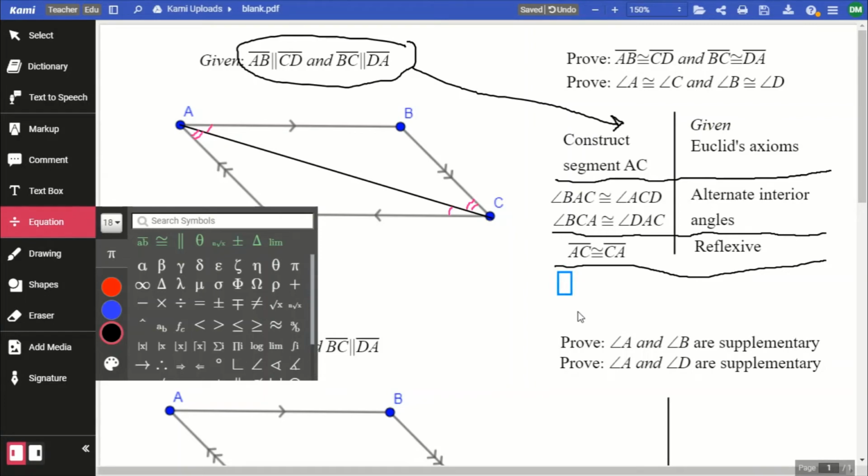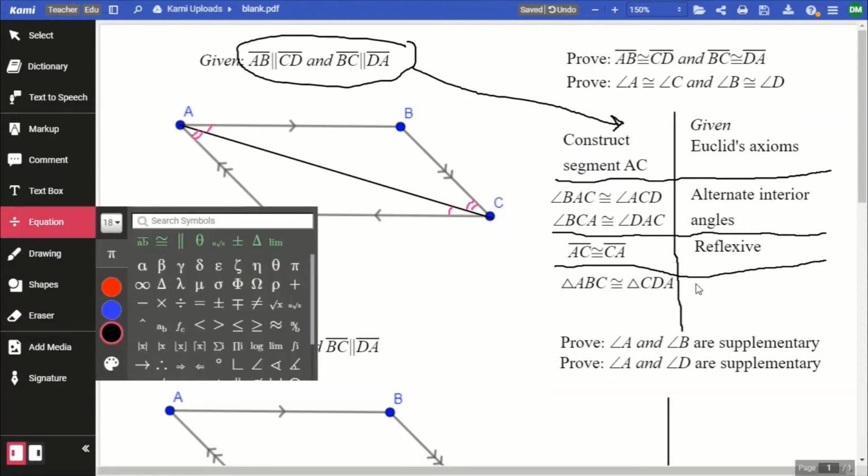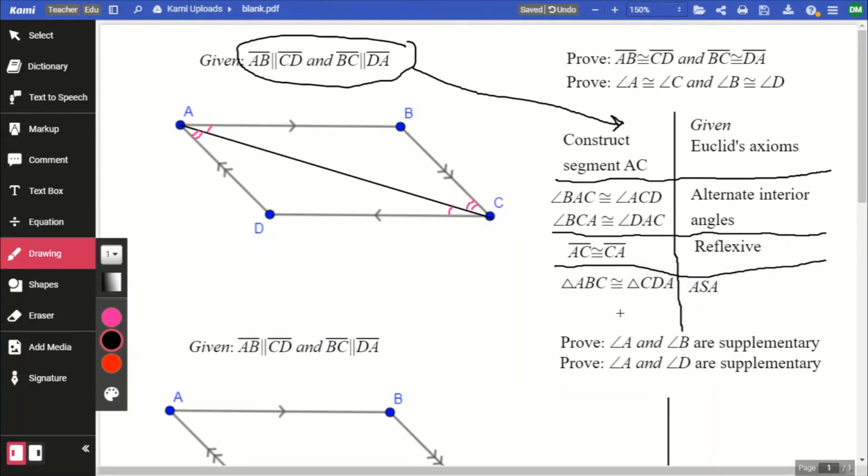So let's look here. We've got triangle, and I want to make sure I get these in the right order. We've got triangle ABC is congruent to triangle, it's going to be, let's see, CDA. Okay, so what is our reason here? Why are these triangles congruent? All right, hopefully you saw that we do have some angle-side-angle congruence happening here. And now we're basically done.